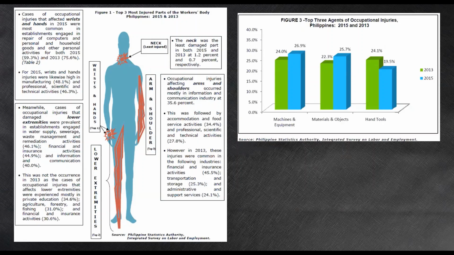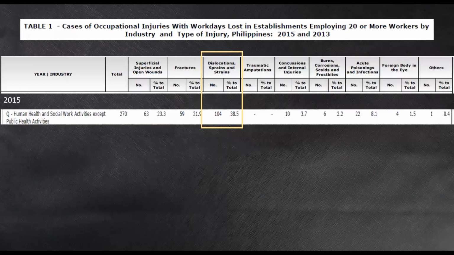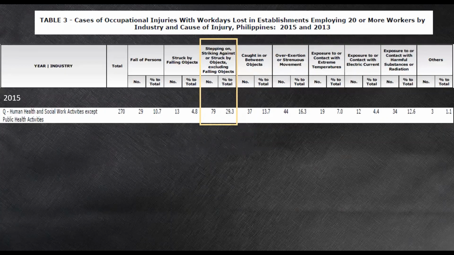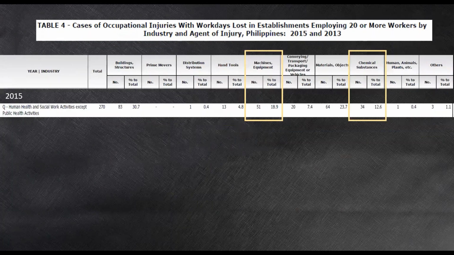In 2015, the topmost agents of occupational injuries are machines and equipment, work materials, and general hand tools. For those working in health and social work, except for public health, dislocations, sprains, and strains are the highest reported cases of occupational injury. Stepping on or being struck by an object is the most reported cause of injury in the said occupation. And the use of machines and certain equipment is the most common agent of injury, significantly followed by exposure to certain chemical substances.